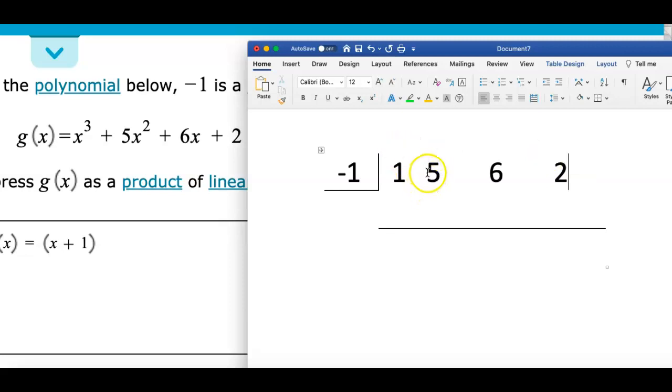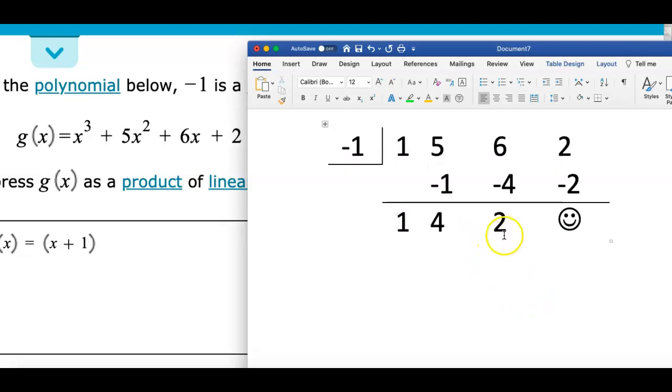Let's do the synthetic division. Bring down the 1 exactly the same here. Multiply -1 times 1, which is -1. Add 5 plus -1, that's just 4. -1 times 4 is -4. Add these, 6 minus 4 is 2. And lastly, -1 times 2 is -2. If I add them, I get the happy little remainder of 0.